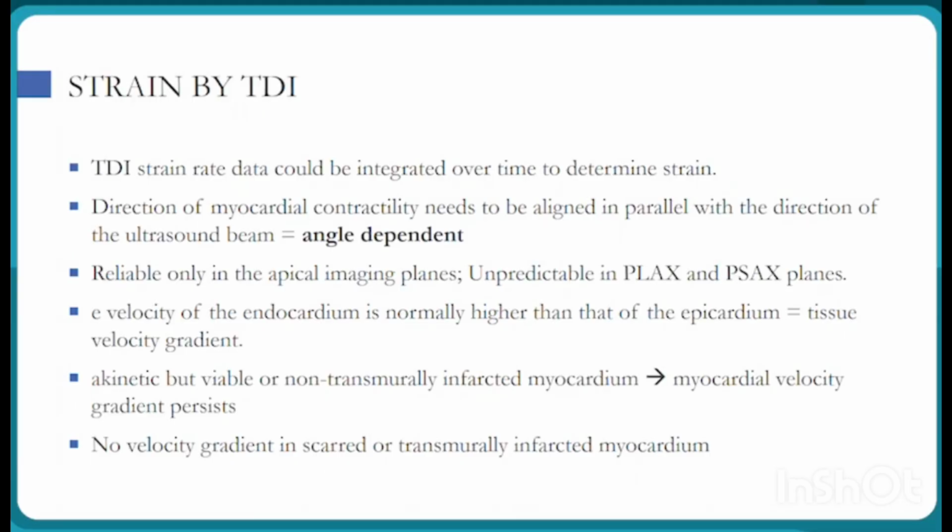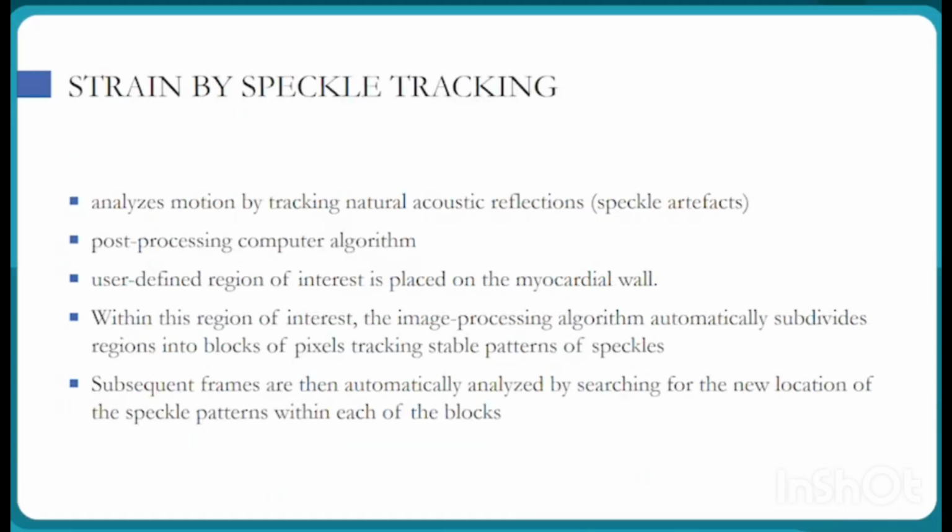So there is a tissue velocity gradient which is seen in the TDI, and in akinetic but viable or non-transmurally infarcted myocardium, the myocardial velocity gradient still persists. There is no velocity gradient in scarred or transmurally infarcted myocardium.